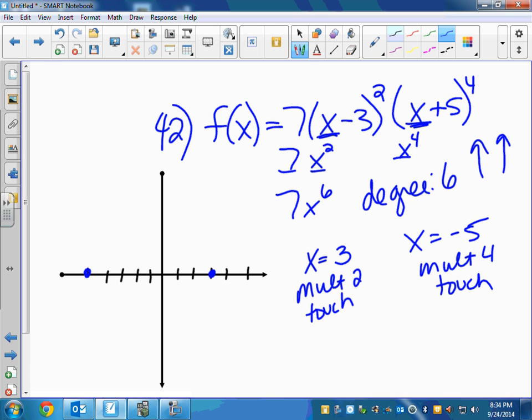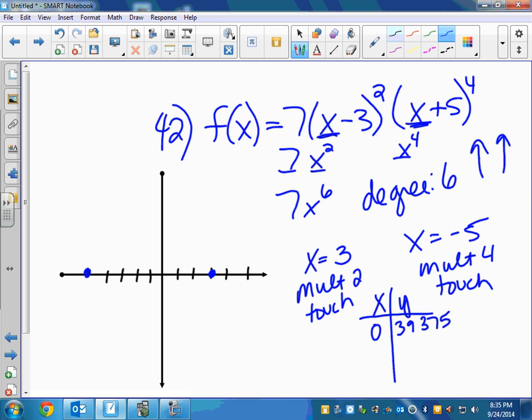But what we do need is to pick some points here, and I'm going to grab a calculator. If I pick a few points here, my first point I'm going to pick is 0, but it is still a really big number when I plug 0 in here, because I'm going to get 7 times 9 times 5 to the fourth, goodness gracious, which is 39,375 as the y value on that.